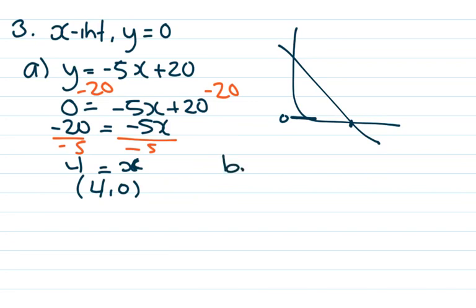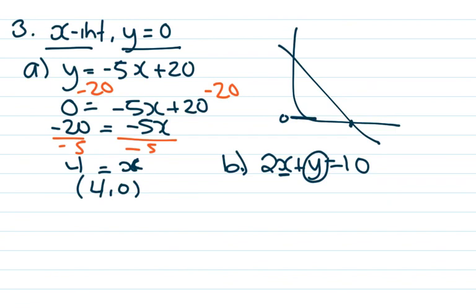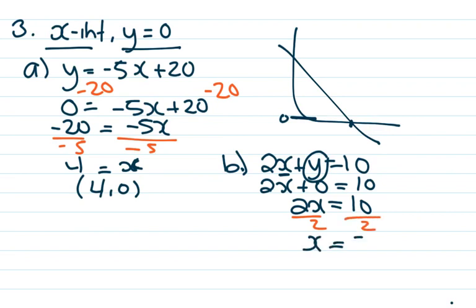For B, 2x plus y equals 10. So same thing. For the x-intercept, y equals 0. So my goal is to get x by itself, but first I'm going to set y equal to 0. So 2x plus 0 equals 10. That just leaves me with 2x equals 10. Divide both sides by 2. So x equals 5. So the x-intercept is 5, 0.